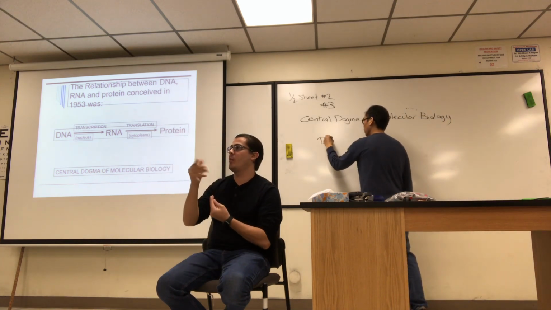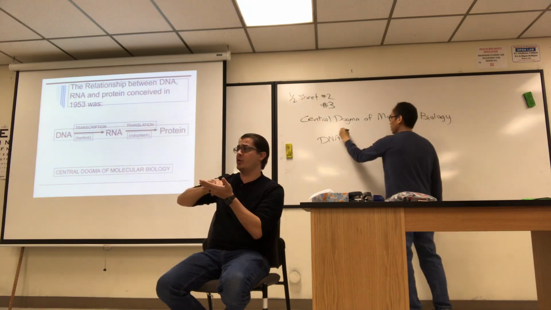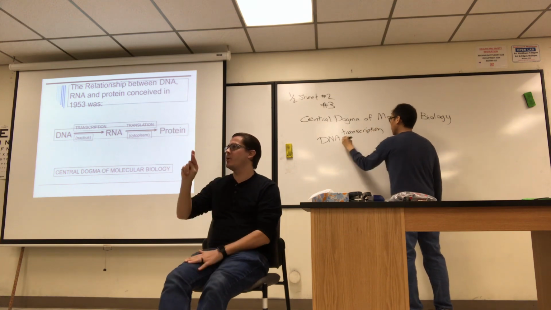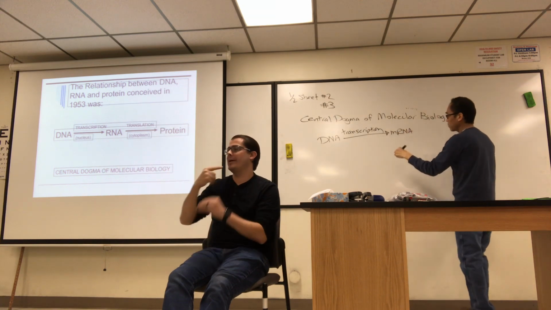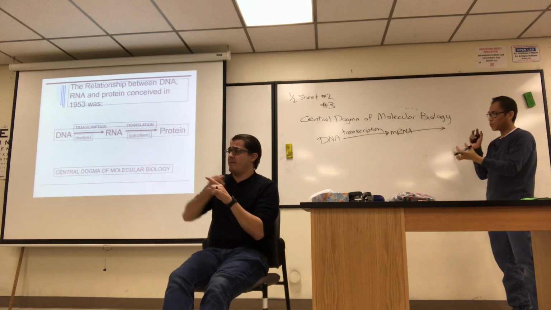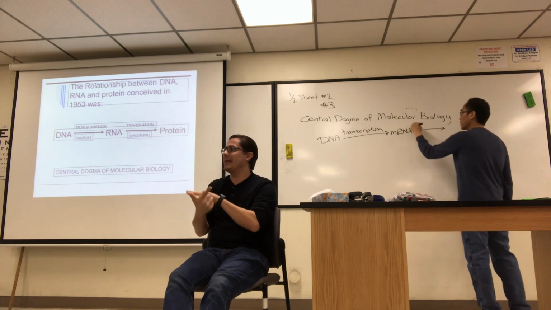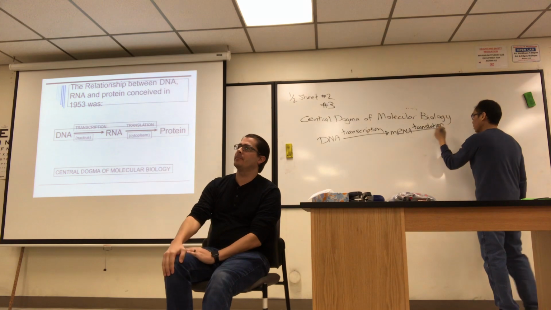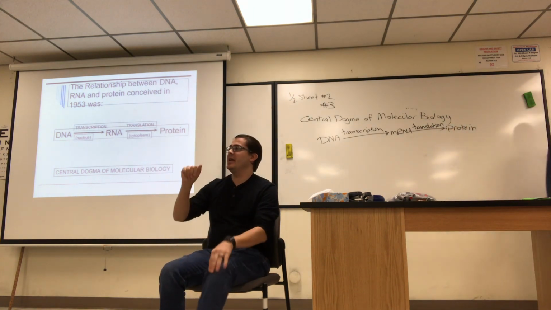DNA is the code. Now, to get the code out of the nucleus, you have to transcribe it. The result of that is an mRNA molecule. I just say RNA, but then you have to get from the nucleotides to the amino acids. So you're translating the code. So you go from DNA to RNA to protein. That's basically the central dogma here.